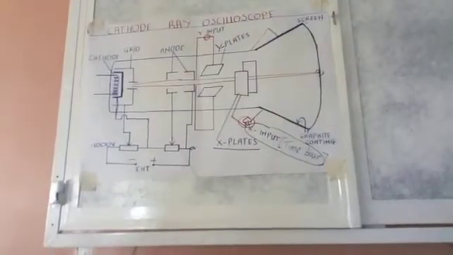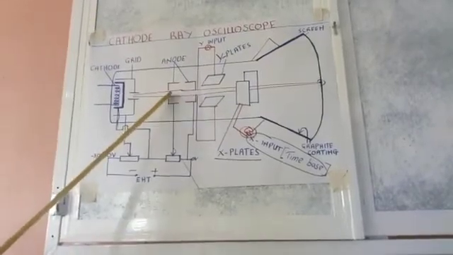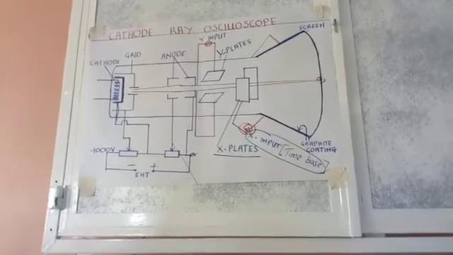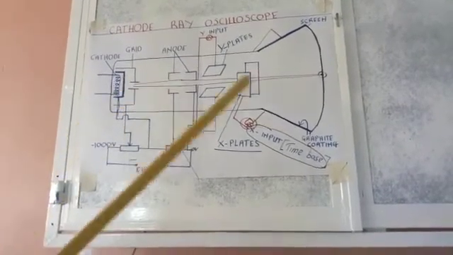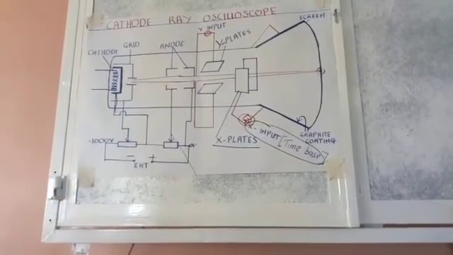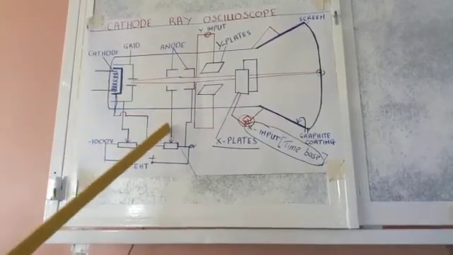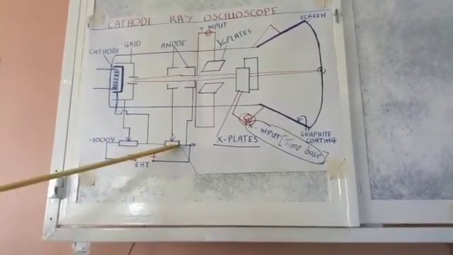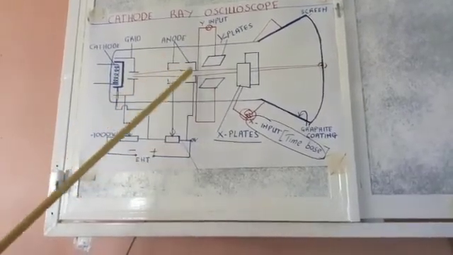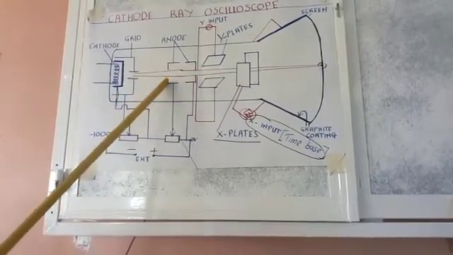The other part that we looked at is the anode, and we found that the anode has two purposes. One is to accelerate the cathode rays towards the screen, and number two is to focus the cathode rays, that is to converge them. The anode as well is controlled by this potential divider here. The potential divider controls the voltage across, or divides the voltage across, the two plates of the anode.